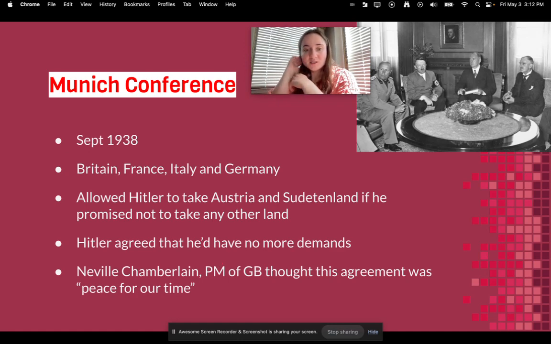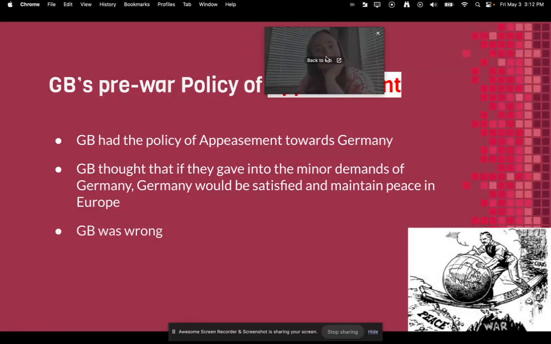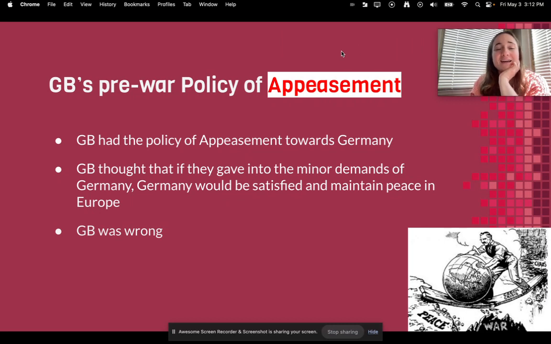Neville Chamberlain, who was the Prime Minister of Great Britain, thought this agreement was peace for our time. Neville Chamberlain did not want another world war. He was like, hey, if this is all this guy wants, let's give it to him so we don't have to do another war. But as we know, it doesn't always work out that way.